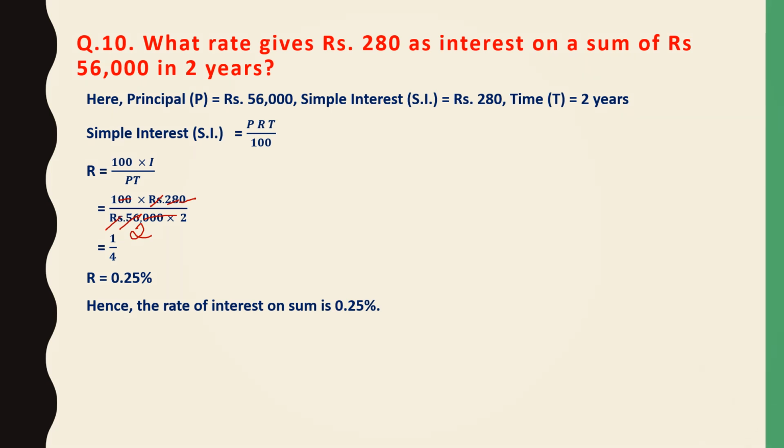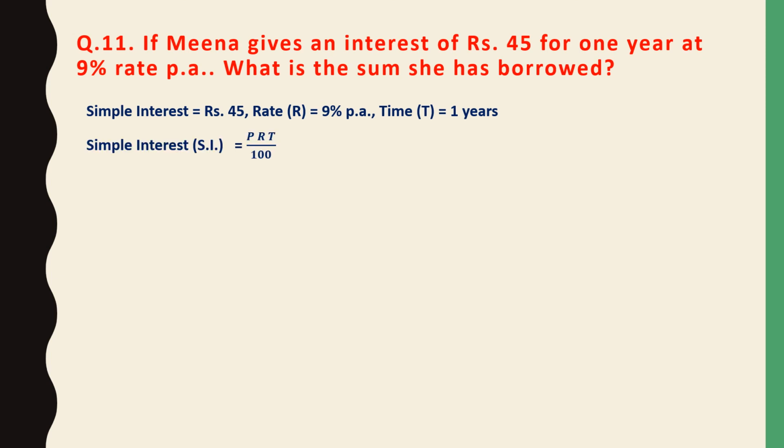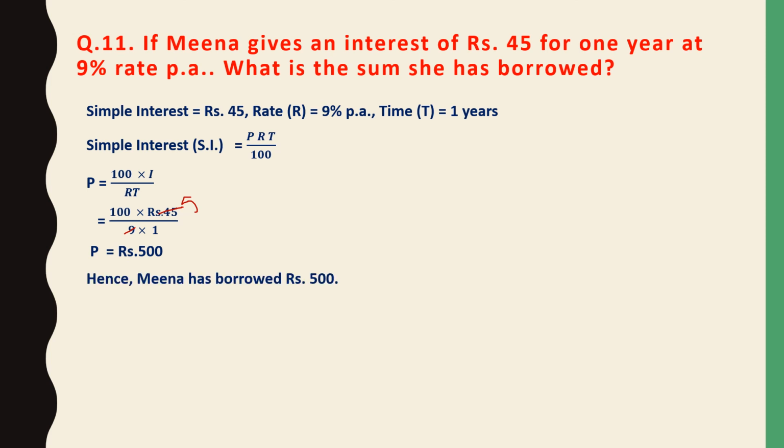Question number 11. If Meena gives an interest of rupees 45 for 1 year at 9% rate per annum, what is the sum she has borrowed? Simple interest is rupees 45, R is 9% per annum, time T is 1 year. Simple interest formula is I is equal to PRT by 100. So we can write P is equal to 100 into I divided by RT. Here we get 100 into rupees 45 divided by 9 into 1. 9 5s are 45. Here we get principal as rupees 500. Hence Meena has borrowed rupees 500.